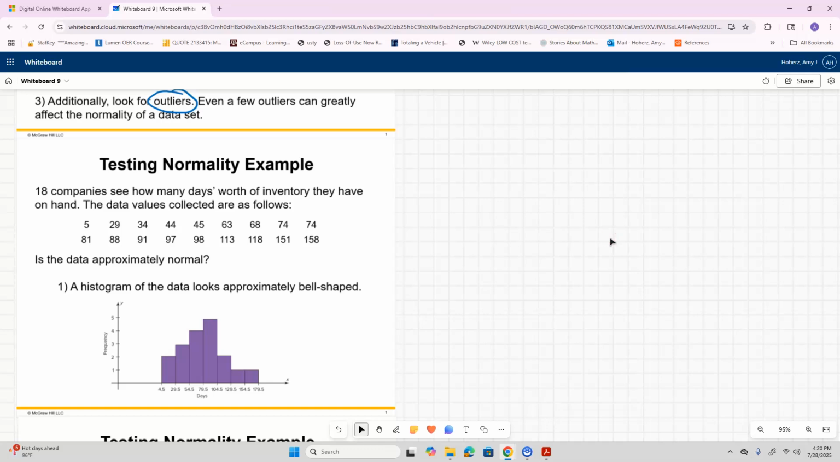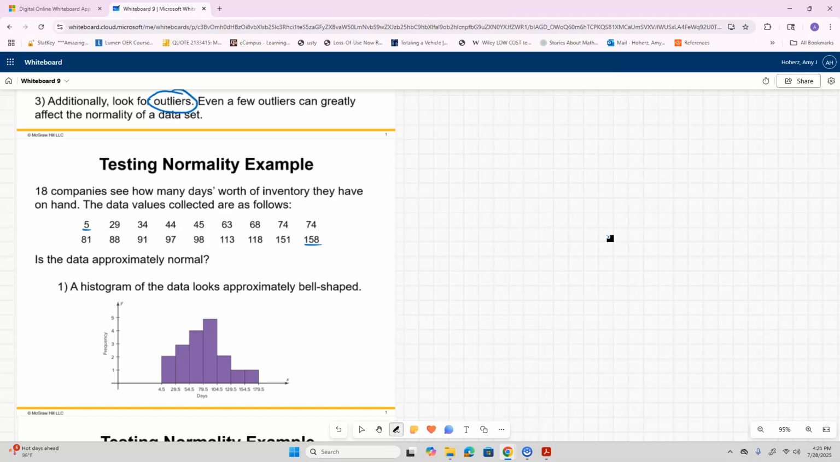So here is some data that we have. 18 companies, and we see how many days' worth of inventory they have on hand. The data values collected are as follows. So this would be like how long the company could continue to function on the current inventory they have of the items that they sell. One company could only survive 5 days on the current inventory if they didn't get any more inventory in. The values just increase, they have them in order for us, which is nice, up to one company that has enough inventory that they could continue to function normally for 158 days.